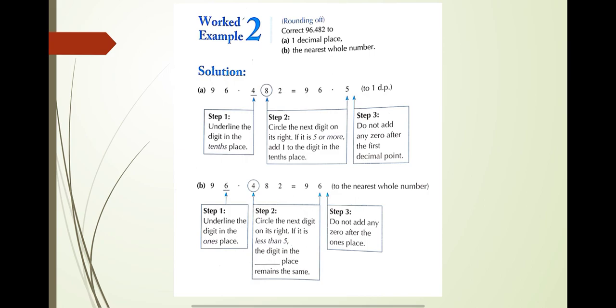And then the question B, correct to the nearest whole number. So, whole number, we have to look at the ones, right? The ones is 6. Take a look at 4, whether it is less than 5 or not. Oh, it's less than 5. That means we round down. So 96.